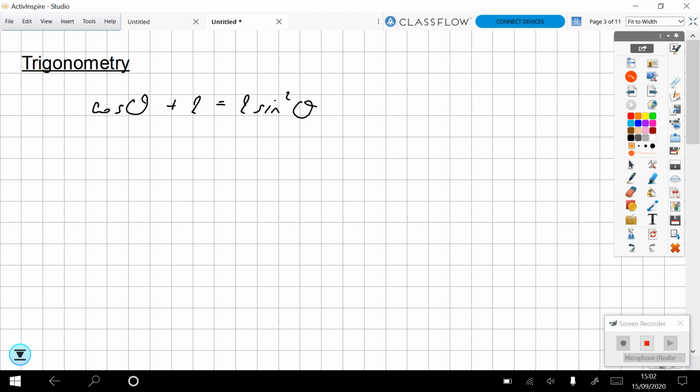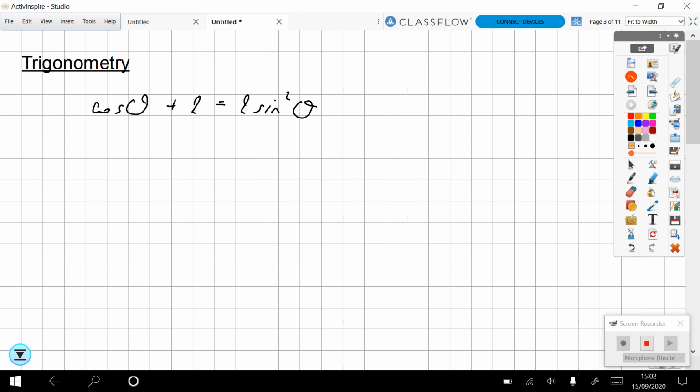Okay, as you look at this, you need to start picking out structures that you recognise. And hopefully you can see the problem. We have sine squared theta here, cos theta there. We have different trig ratios. That's an issue. Can we do anything to make sure that we have the same trig ratio?